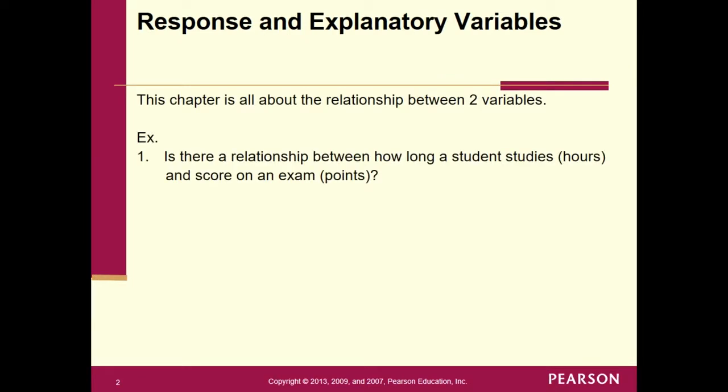Here's an example. Usually when I talk about this in class in the beginning, and I say, give me an example of a relationship between two variables, a lot of people automatically go to the association between two quantitative variables. So I have one up here on my screen. Is there a relationship between how long a student studies in hours and score on an exam, in points? So they're both what? Quantitative variables. And yes, we're going to talk about that in Chapter 3, but that'll be starting in Section 3.2.